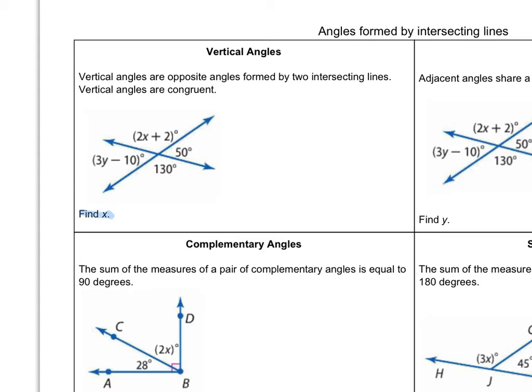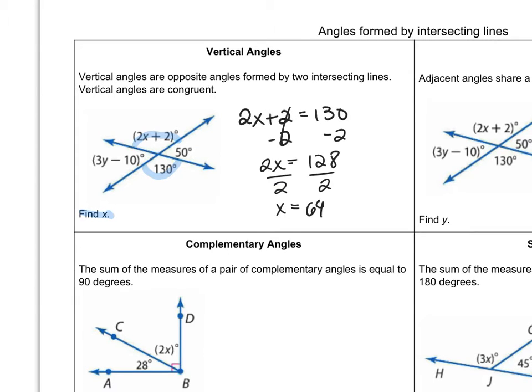This problem asks us to find x. So I'm going to look at this pair of vertical angles right here. Notice how they're opposite of each other. Well, vertical angles are always congruent. That's one thing the vertical angle theorem tells us. So we know that their measures are equal. Therefore, 2x plus 2 equals 130. Now it's easy to find x. So in this case, x is equal to 64.